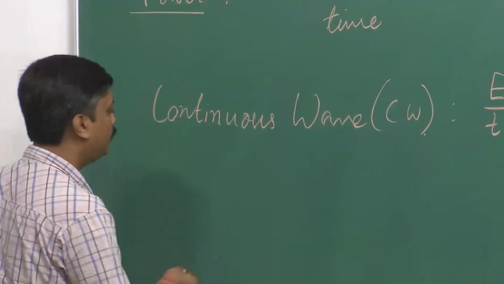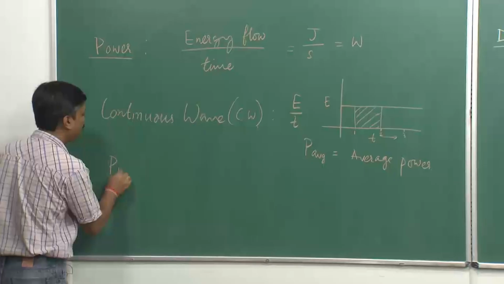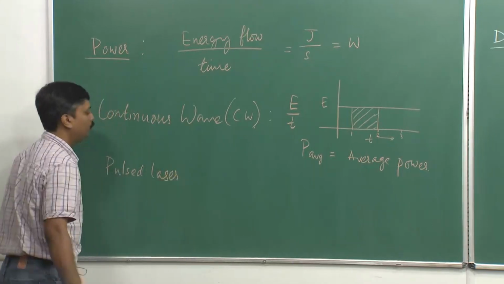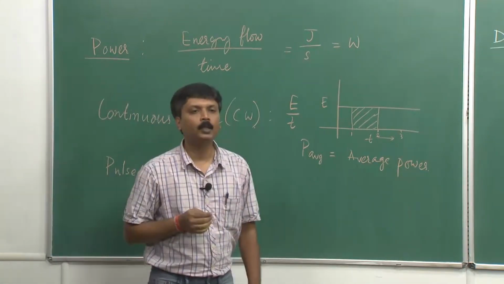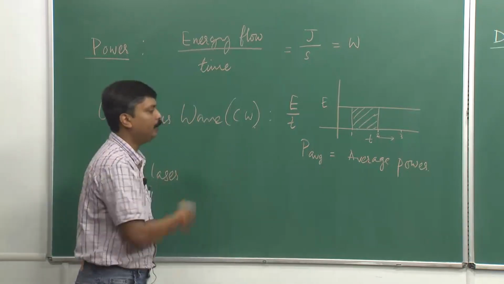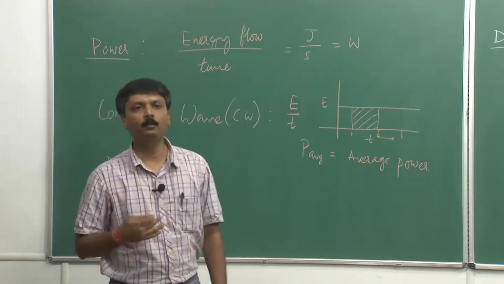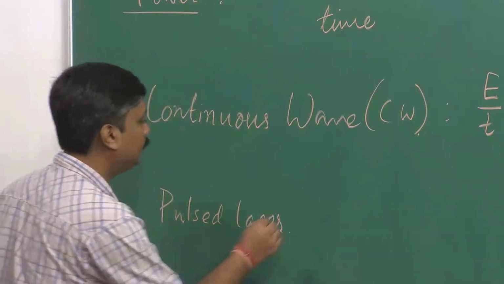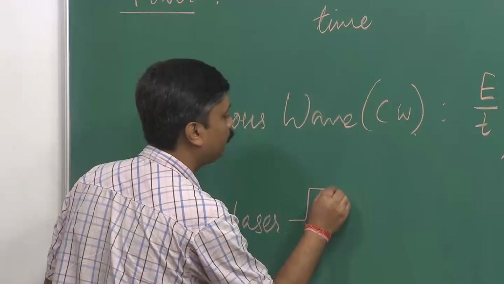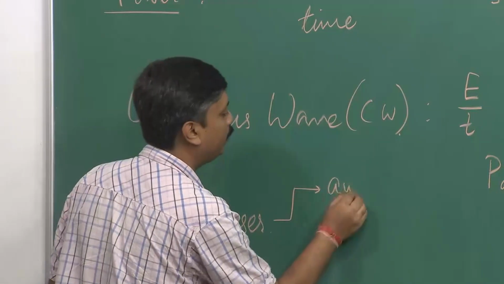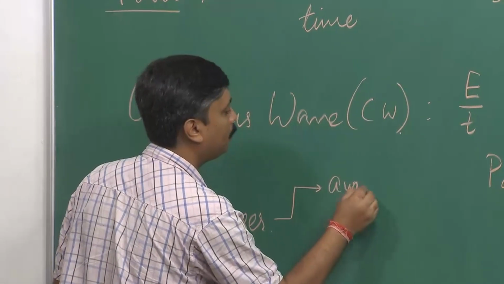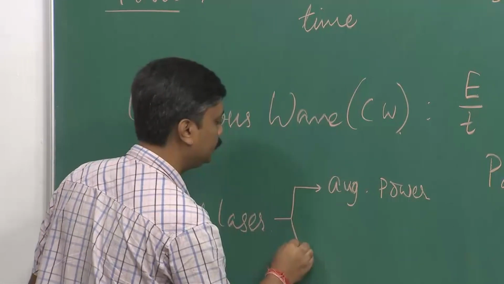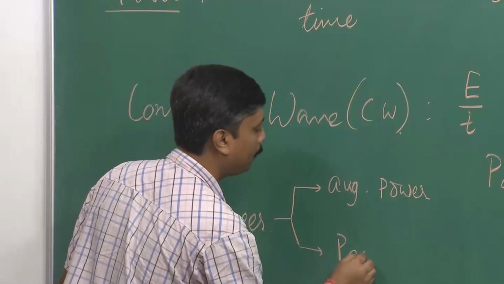Now when we have another type of laser, that is pulse laser, what do we have? There also I can have an average power, but apart from that we also get something called peak power. So in case of pulse laser we have average power as well as peak power.